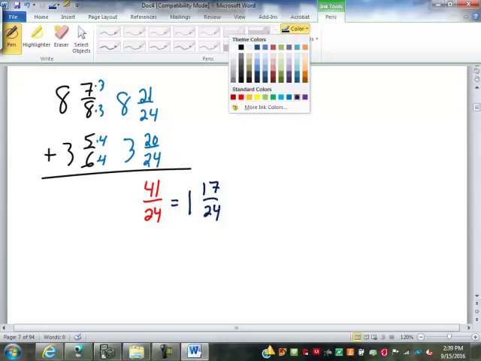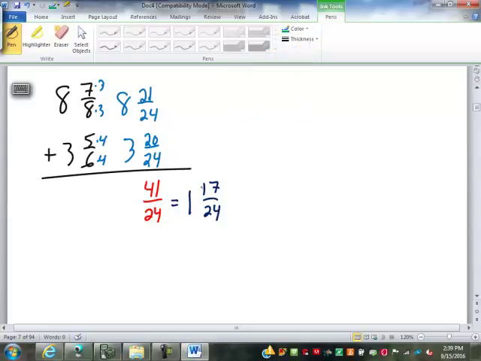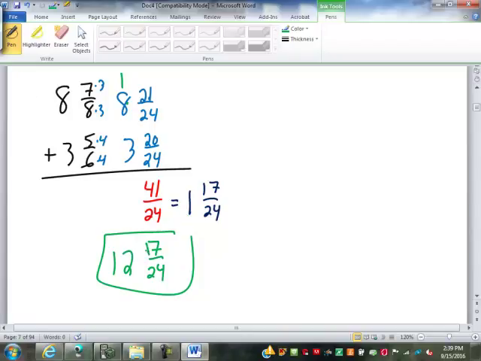So now, just like we did with our whole numbers, we're going to keep part of it and carry part of it. The part we're going to keep is our fraction. And we're going to carry the whole number, the 1. 1 and 8 makes 9, plus 3 is 12. So 12 and 17 24ths. I don't know why I just put 7 there. 12 and 17 24ths.